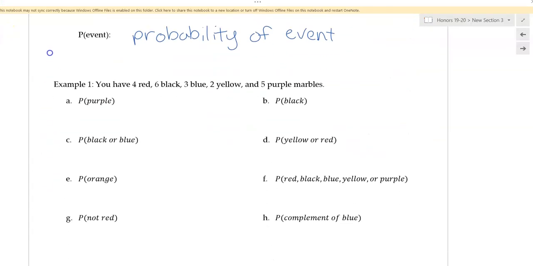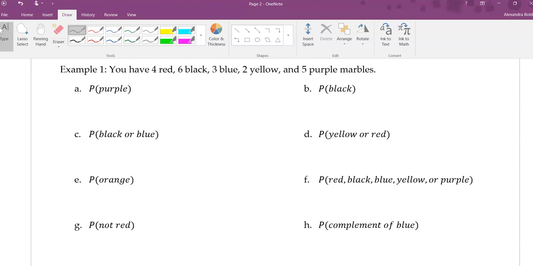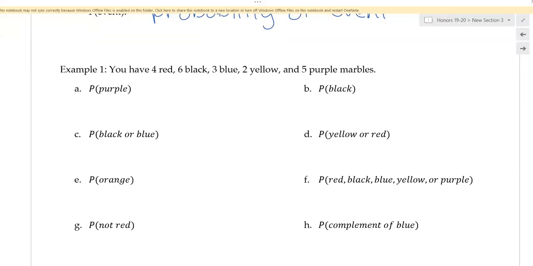All right, if we look at example 1, you have 4 red, 6 black, 3 blue, 2 yellow, and 5 purple marbles. We're going to find all of these probabilities. One thing I forgot is the complement. Forgot to put that in our vocab, so let's add that. The complement, underline it or something so we know it is a vocab word, is the probability of it not happening.